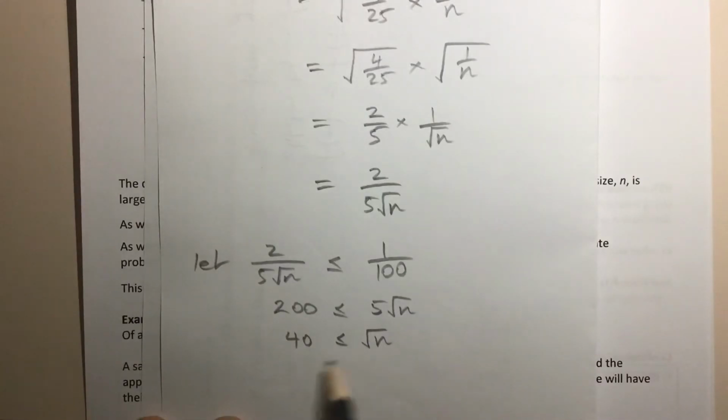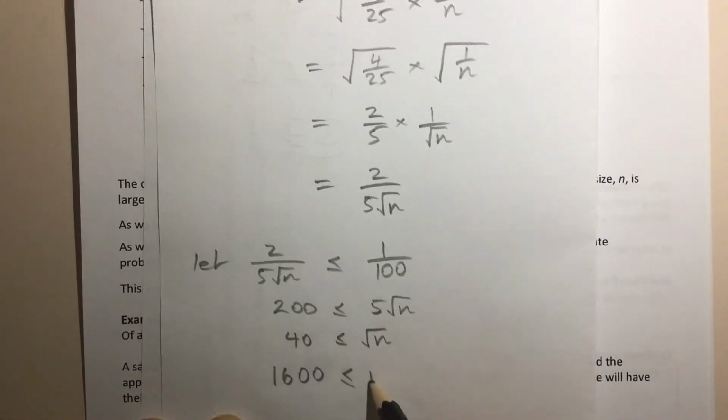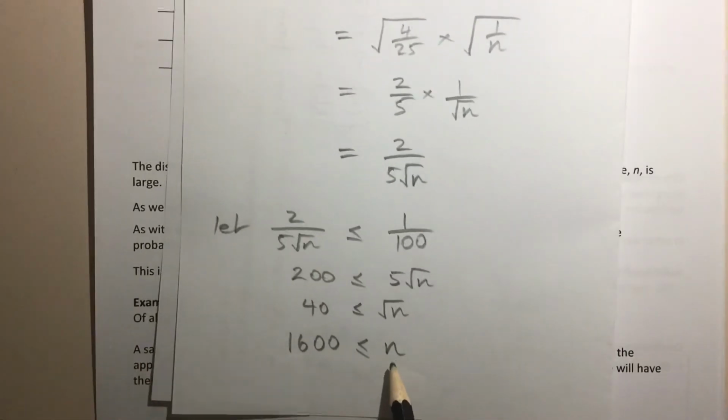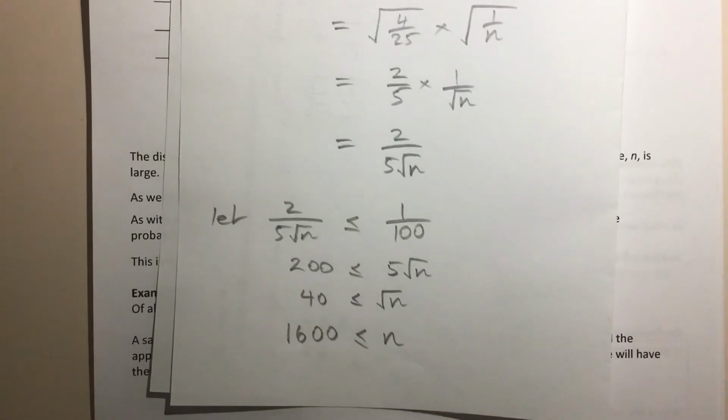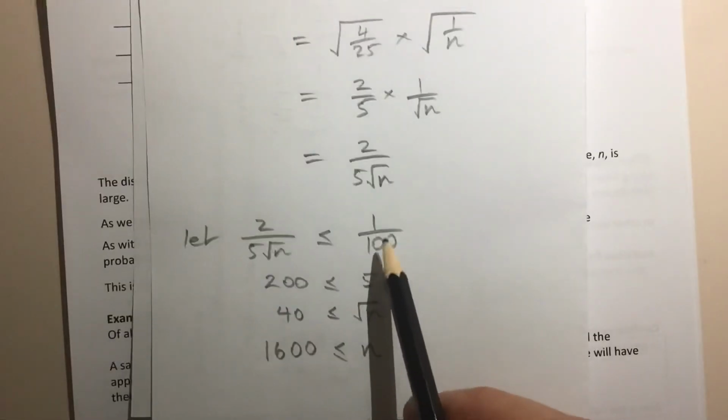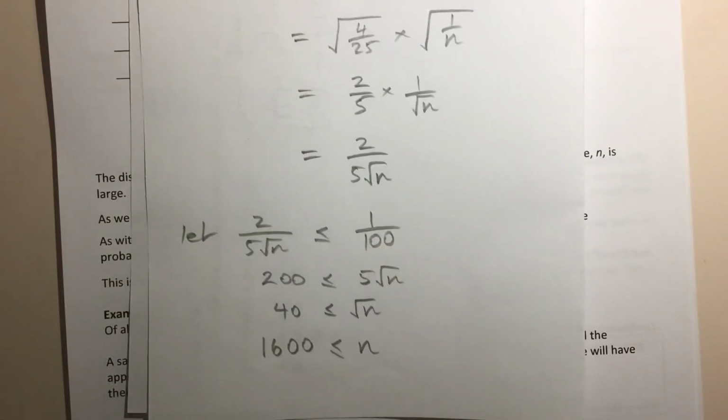And then if we square both sides, we should get a value for n. So we would get 40 times 40, well, 4 fours are 16, work out the zeros, we get 1600 is less than or equal to n. Or in other words, n would be greater than or equal to 1600. So if the sample size is 1600 or bigger, then the standard deviation will be less than or equal to 1/100. So we would need n to be greater than or equal to 1600.